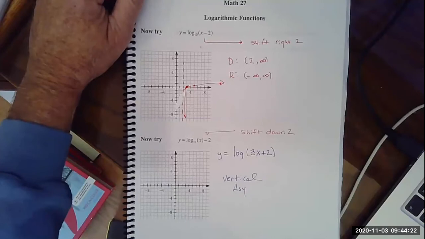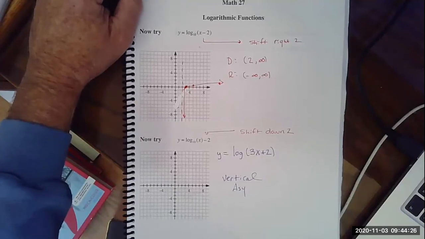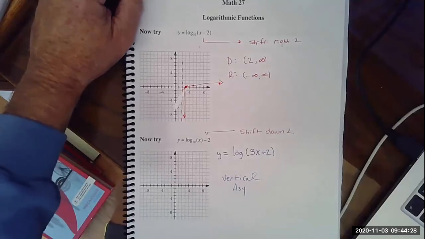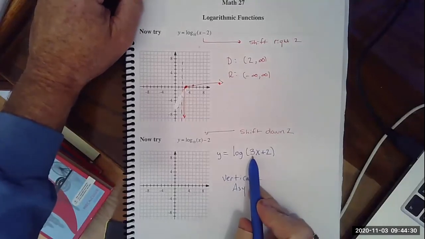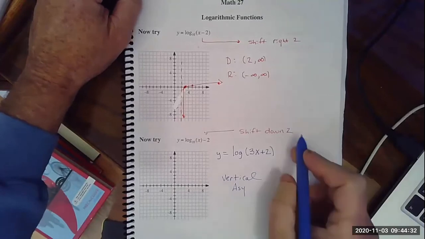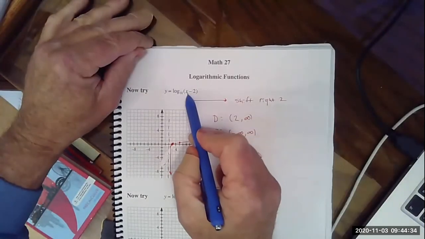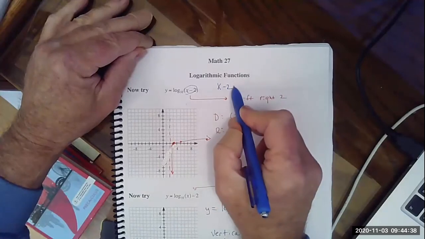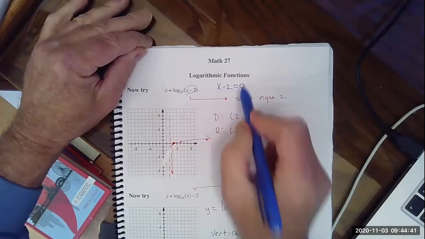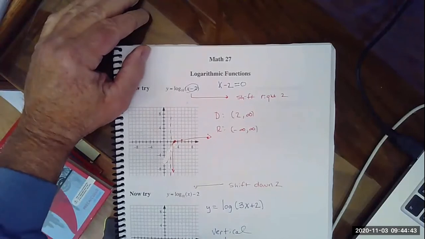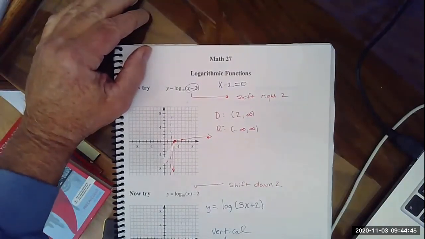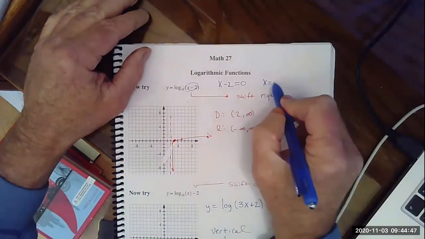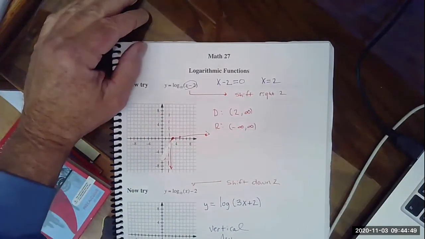Left 2. Almost. I threw a curve at you. You see this extra right here? So if I did this one, you see how this would be x minus 2, set it equal to 0. Just set it equal to 0, then it's going to find the vertical asymptote. x equals 2 is the vertical asymptote.